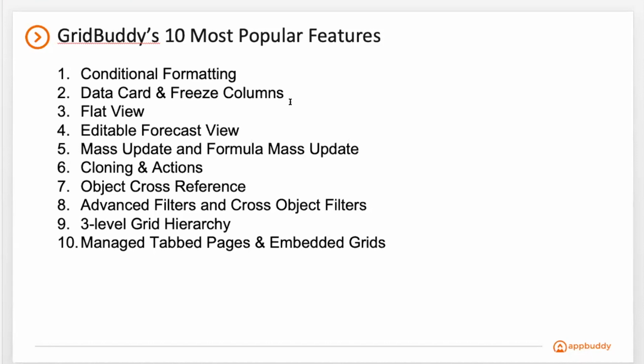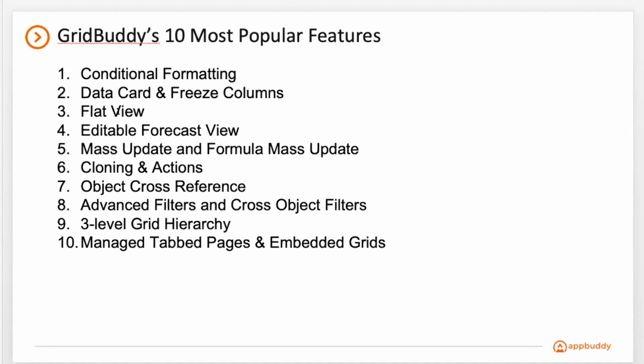Data cards and freeze columns allow you to set up your grid in a way that shows you what's important right away. You can freeze columns on a wide grid so that certain columns stay visible as you scroll. And you can hide certain fields so that you don't have an enormous grid. You only see the high priority fields. You can expand to show additional fields as needed.